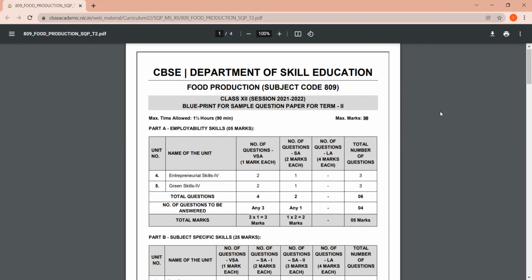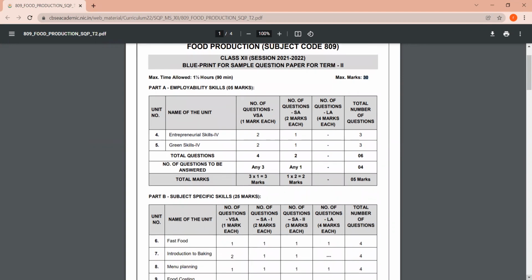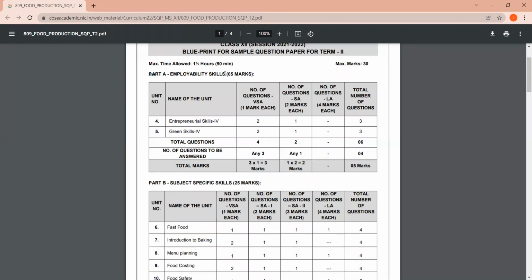The paper will have two parts. Part A, that is employability skills, and this is for 5 marks. So this is part A for 5 marks. And part B is subject specific skills, and that is for 25 marks.